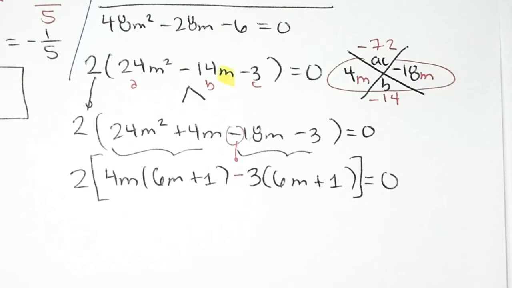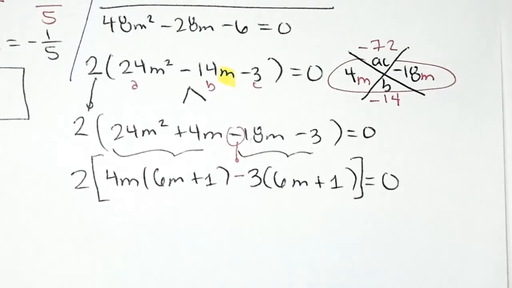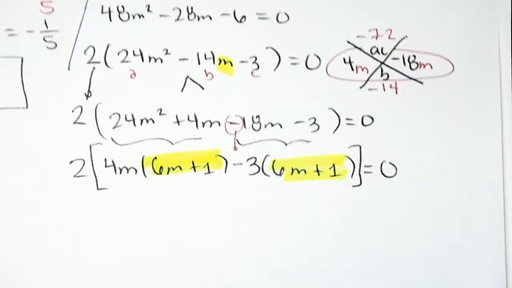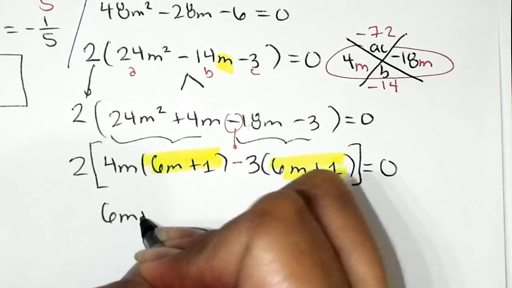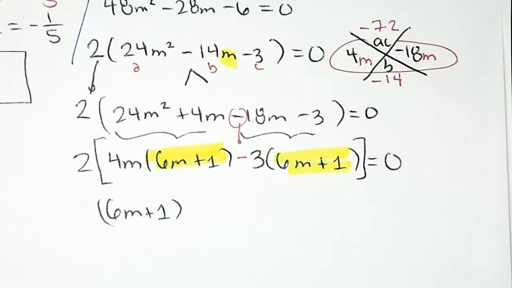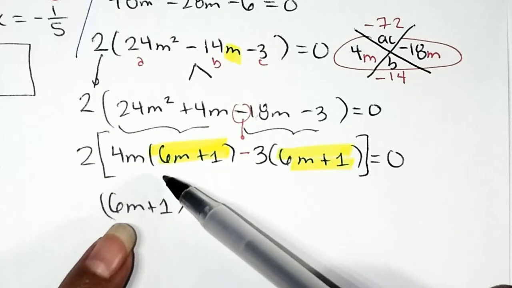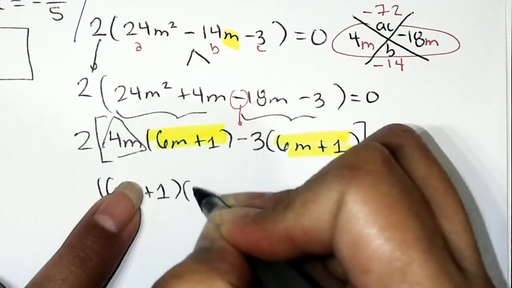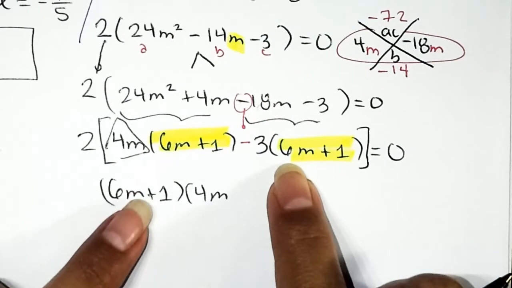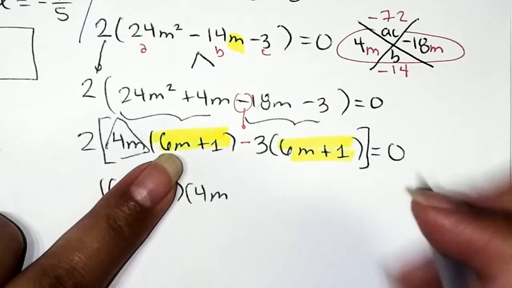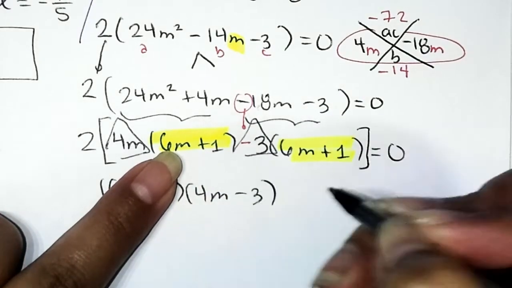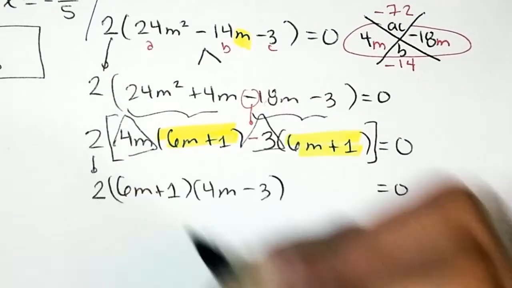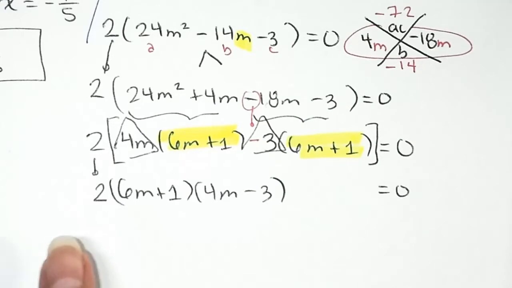Now that we took the GCF from each group, let's factor the common binomial factor of 6m plus 1. When we factor out the common binomial of 6m plus 1, first product over common factor, the binomials cancel out, and that will leave you with 4m. Second product over GCF, the binomials cancel out, and that will leave you with minus 3. And let's not forget to bring down the rest of the problem. So all of this was being multiplied by 2. So we have a product of 3 factors.